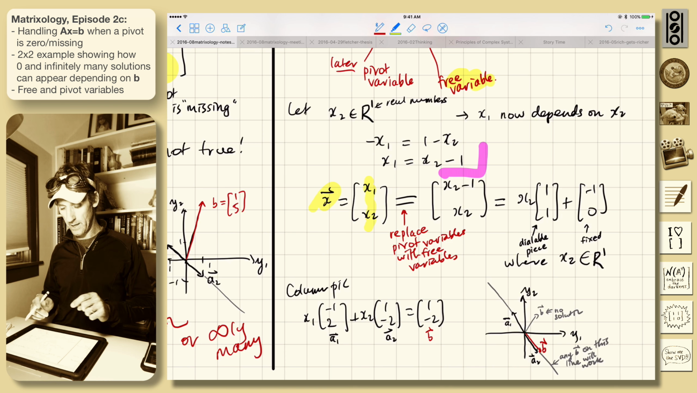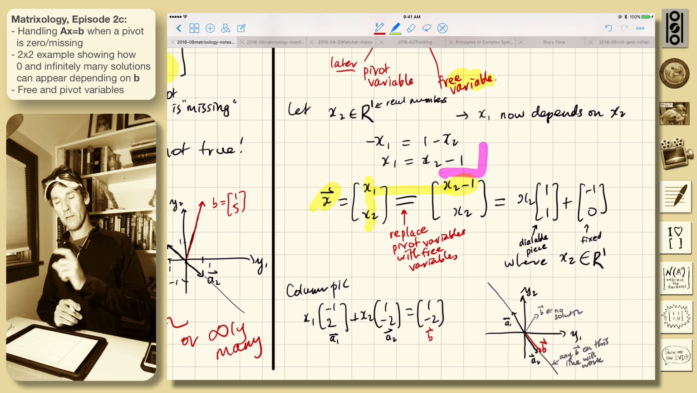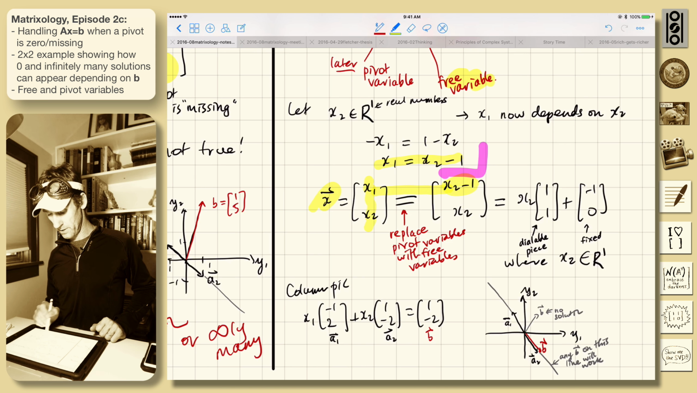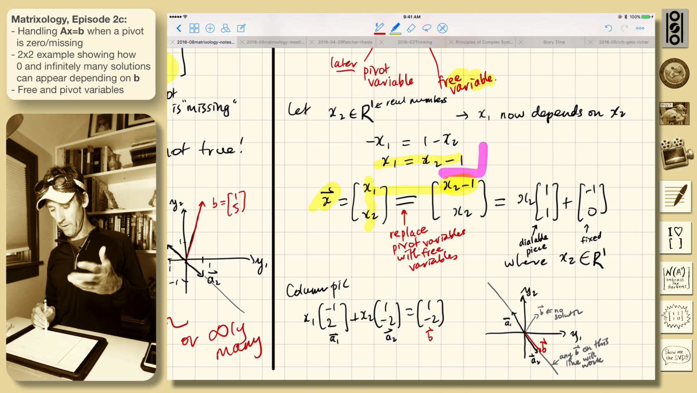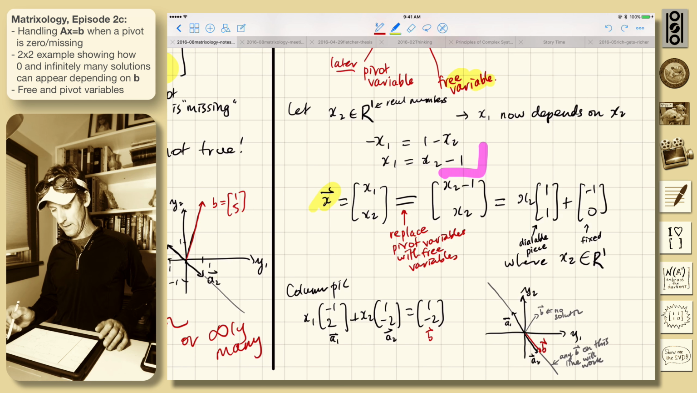We just write the x's out, and then replace all of the pivot variables with their expressions in terms of the free variables. So for us, x1 is x2 minus 1. So we put that in here, leave the free variables as they are because we're not changing them. Boom, so it's just the same. And now we've got an expression that just depends on x2. And we're going to break it into a simpler, more understandable expression, hopefully, which is this.